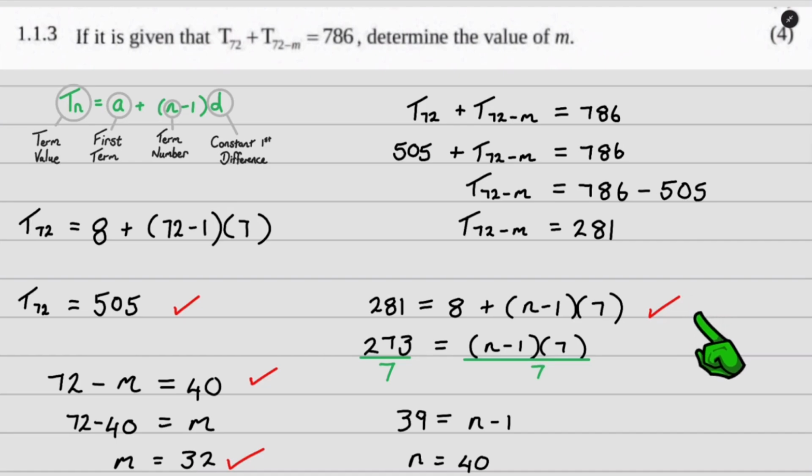And lastly, just to check where the marks are going, our first mark comes from the 505. Our second mark will come from the substitution here. Modeling this equation to find m will form the third mark, and the last mark comes from our final answer.